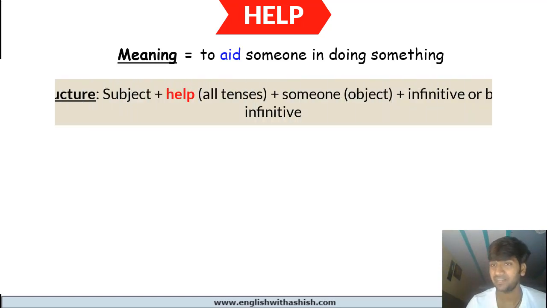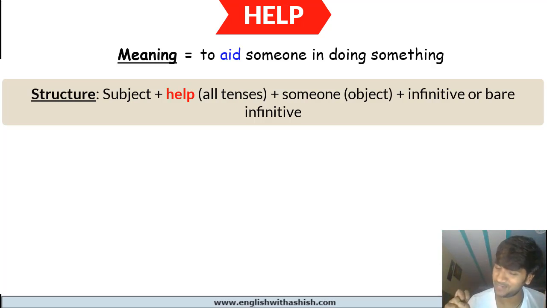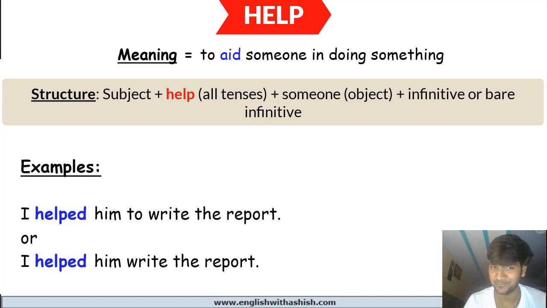And here's the structure. First comes the subject, followed by the causative, semi-causative, my bad. Let's call it semi-causative. Help, and it can be in any tense form, followed by the object, that is the person, followed by the bare infinitive, the verb in the base form. Let's look at some examples. And before we look at the examples, the verb can be in the base form and you can use the infinitive too as well. Either way is fine.